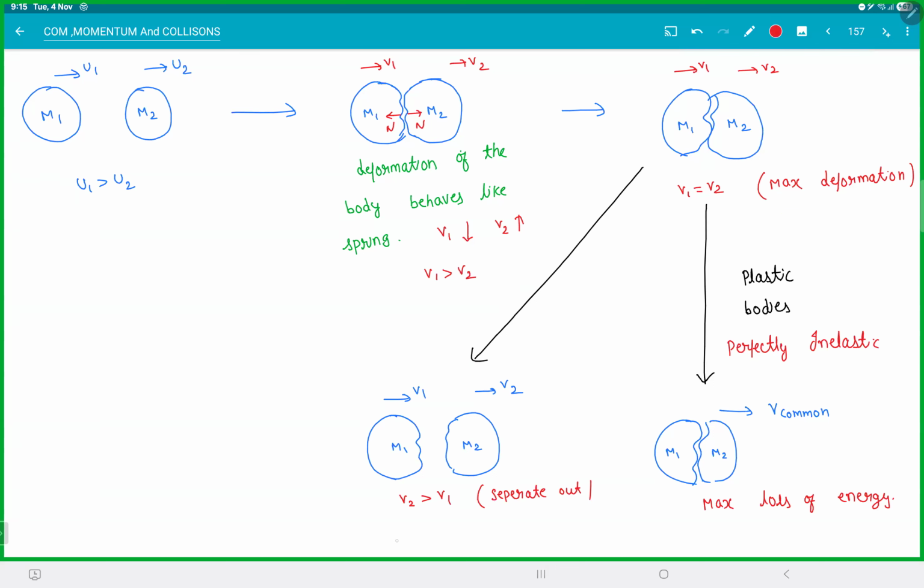But still, there is some loss of energy. You still lost some energy. This can happen. This is what happens when your car hits something, you get a dent. There is some loss of energy. This is called partially elastic, or they'll simply use the word elastic collision. There's a third possibility.